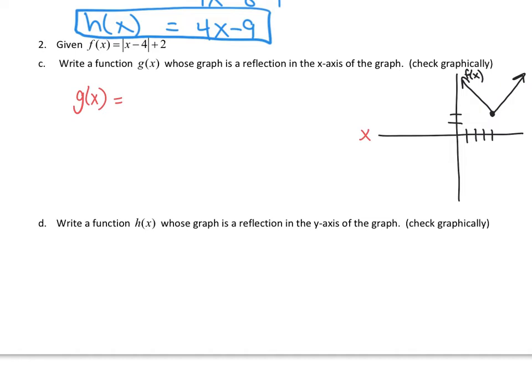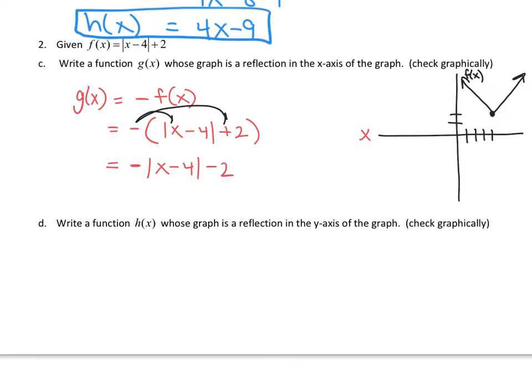And how do we know we have a vertical reflection? Is because there's a negative in front of the function. Okay, so you just have to be a little bit extra careful. So we want the opposite of f of x. So what is f of x? It's the absolute value of x minus 4 plus 2. So you got to think about it. Okay, I have to distribute this negative to the absolute value part as well as to the plus 2. So that negative is going to be in front of our absolute value. And then instead of plus 2, it's going to be minus 2.